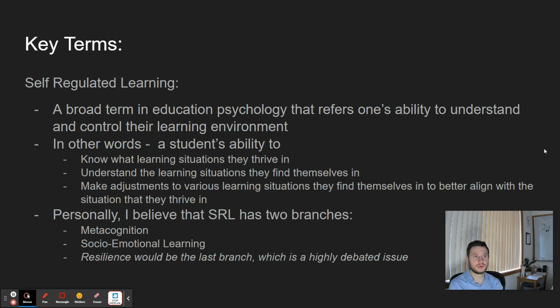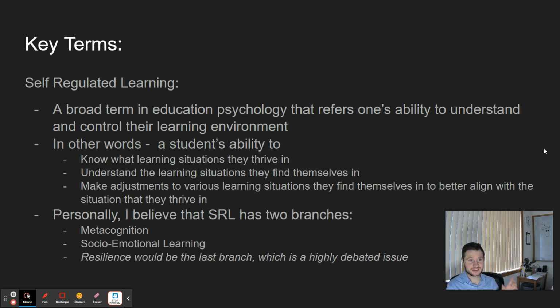So SRL, when it says self-regulated learning, the self here is the student, right? This is a student's self-regulation of their learning. It therefore refers to the student's ability to know the learning situation that they are best at, right? That's the first step: the students in your class knowing how they learn most effectively.